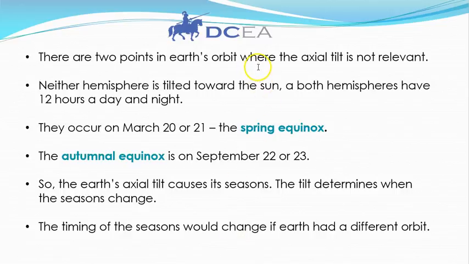There are two points in Earth's orbit where the axial tilt is not relevant. Neither hemisphere is tilted toward the sun, and both hemispheres have 12 hours of day and night. They occur on March 20th or 21st, and this is the spring equinox. The autumnal equinox is on September 22nd or 23rd.